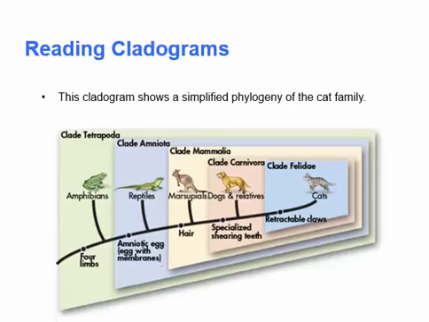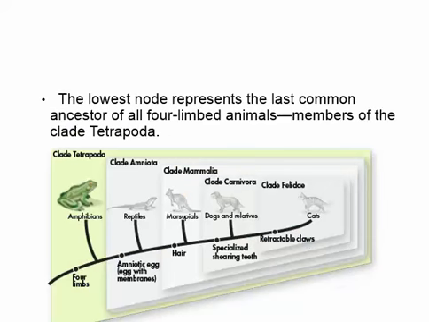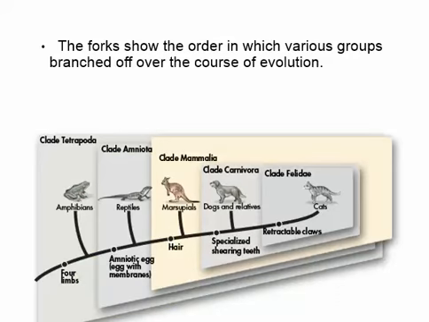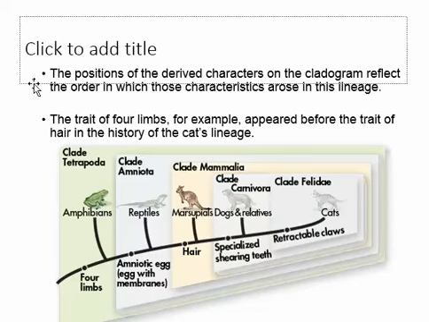So this shows a simplified phylogeny of the cat family. Here's the cat family. It's in the clade Felidae. It's also in the clade Carnivora. It's also in the clade Mammalia. It's also in the clade Amniota. And it's also in the clade Tetrapoda. It just depends on which characteristics we're looking at. So the lowest node would represent the clade Tetrapoda. Four limbs. Tetra means four. Pod means foot. So they have four feet. And this can show you how they branch off over the course of evolution.